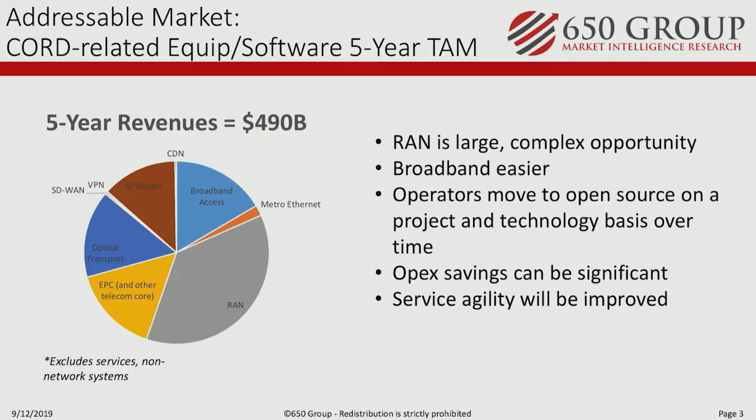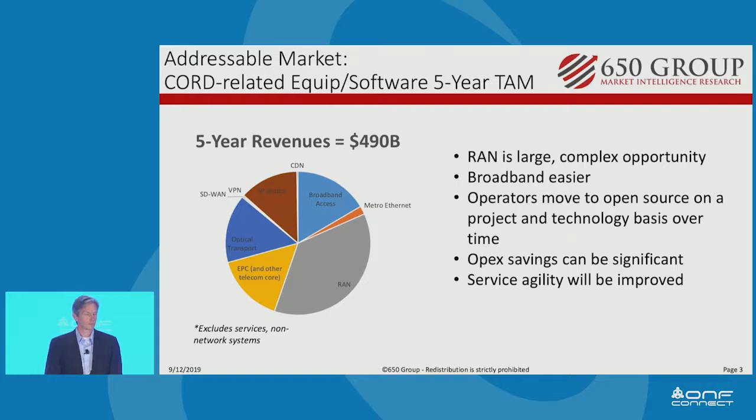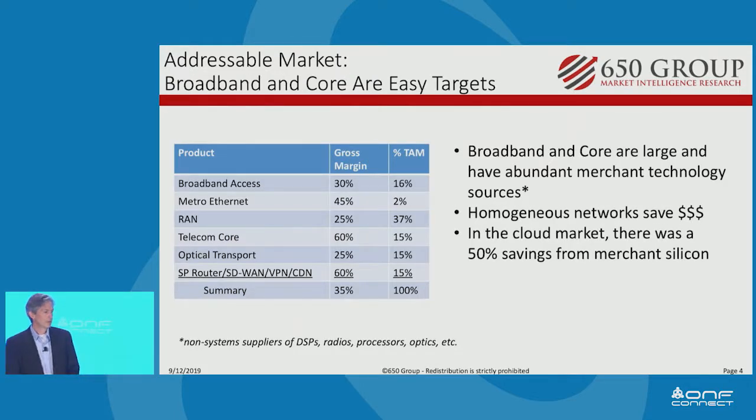As operators move to open source on a project basis, what we see is the adoption will roll out over time. Of course, the reasoning behind adopting things like cord-related systems is to potentially reduce operating costs and also to improve service agility, get the services out sooner and in a differentiated way. So the message here on the slide is big market. As I said earlier, broadband and telecom core are easy targets. Easier is more like it.